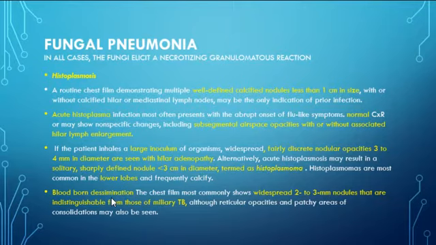In bloodborne dissemination, the chest film most commonly shows widespread 2 to 3 millimeter nodules that are indistinguishable from those of miliary TB. In my mind, I said histoplasmoma is all. And with whatever is in your mind, it can cause everything.